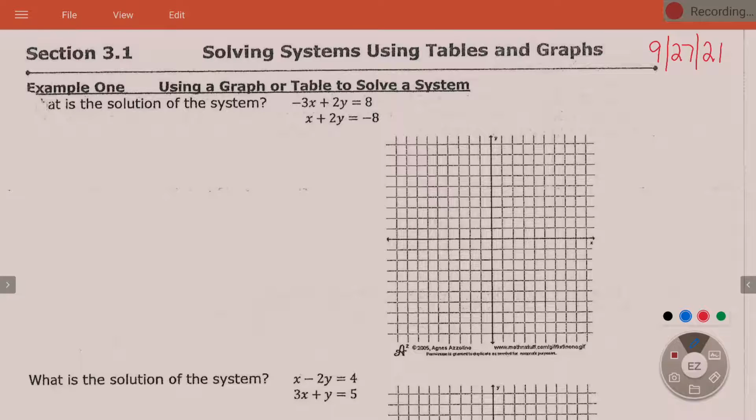If we're going to graph these, negative 3x plus 2y equals 8, how do I graph that? We have to get y by itself, right? This is an important thing. You guys have to know how to get y by itself. So we're going to get y by itself.